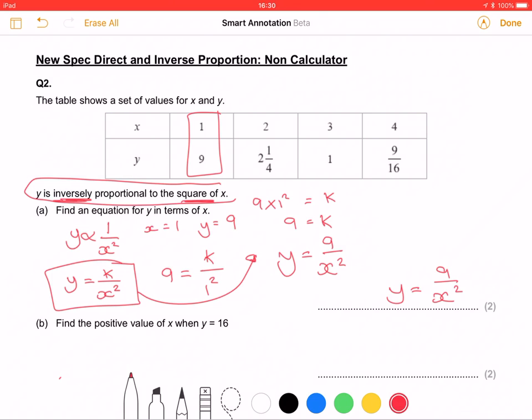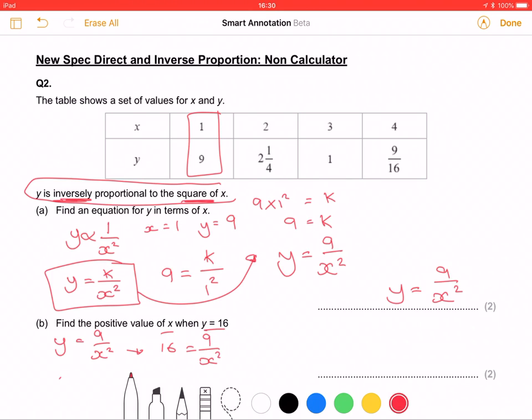All right, find a positive value of x when y is equal to 16. Should we do it? Let's. All right, so we've got our master formula: y is equal to 9 over x squared. We're going to use that. So this time, what is it asking us to work out? x, when y is equal to 16. So y is equal to 16, and that's equal to 9 over x squared.